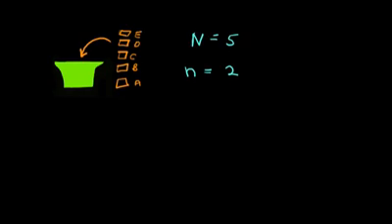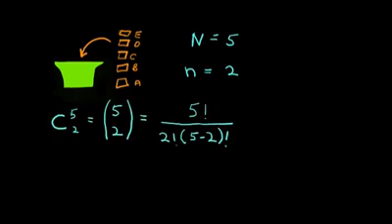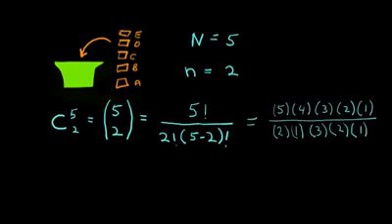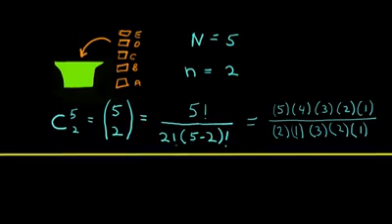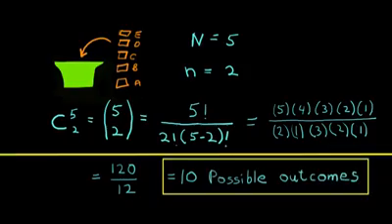So using the combination formula, we get: the combination of taking 2 out of 5 is 5 factorial over 2 factorial times (5 minus 2) factorial. So the numerator is 5 times 4 times 3 times 2 times 1, and the denominator is 2 times 1, which is 2 factorial, and then 5 minus 2 is 3 factorial, so it's 3 times 2 times 1. And that is equal to 120 divided by 12, and that is equal to 10. So we have 10 possible combinations of taking 2 pieces of paper out of a total of 5 pieces of paper.